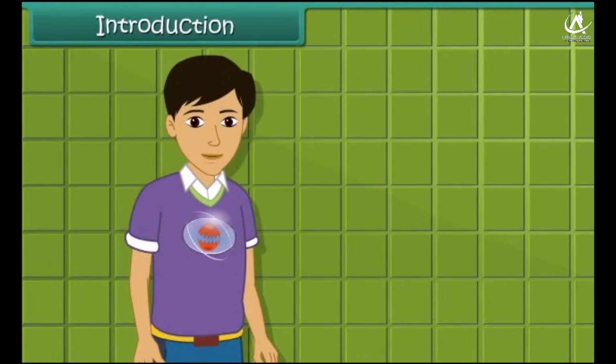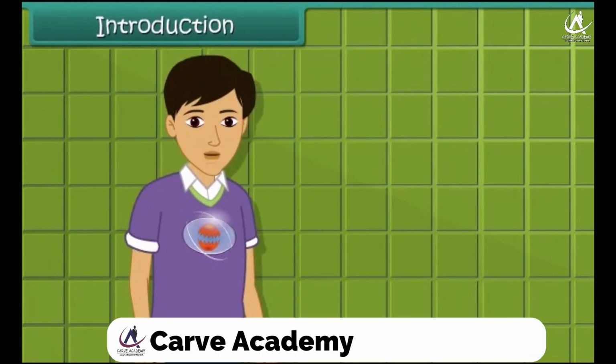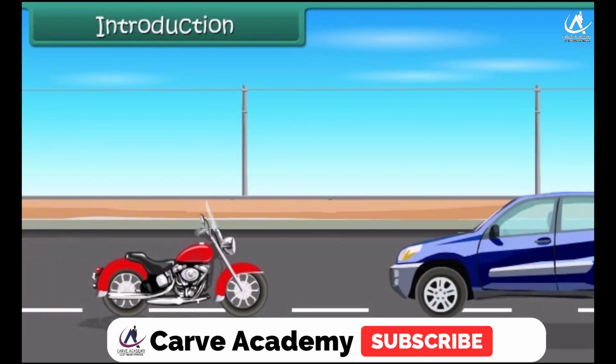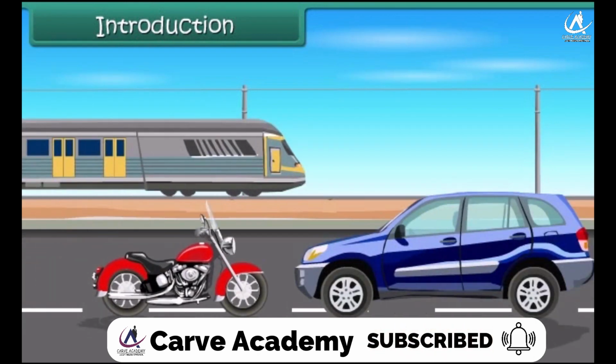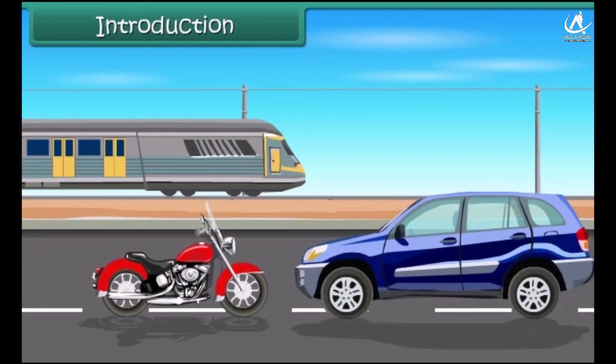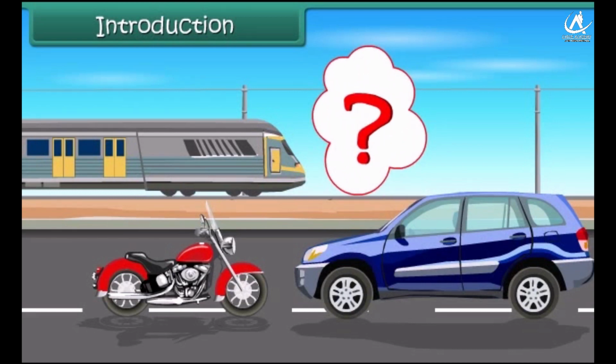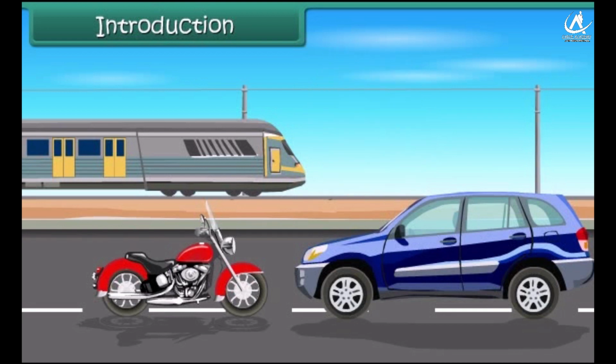Hi friends, we can see so many vehicles like bikes, cars, trains, etc. all running around us. They don't eat any food like any living being does. Then how do they get their energy? Yes, they get their energy from fuel.